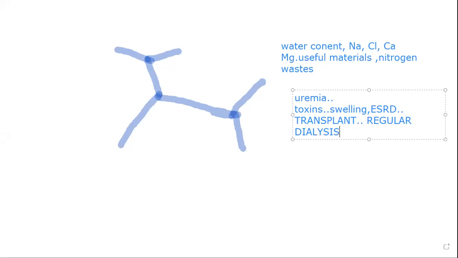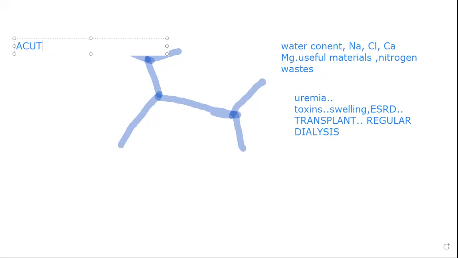You need a kidney transplant and regular dialysis in case of end stage renal disease, ESRD. If we do not take care, if we do not drink a lot of water, or if our kidney is damaged due to an accident, a disease, high blood pressure or diabetes, then it can be very, very dangerous.